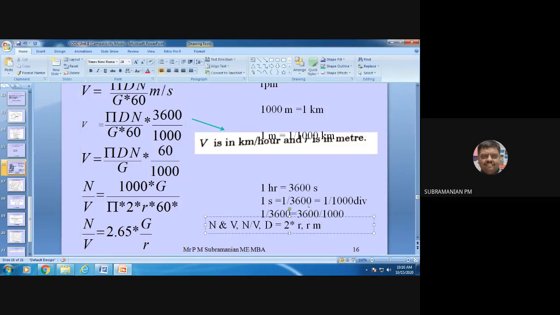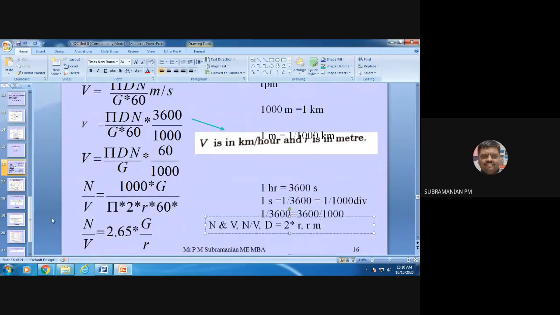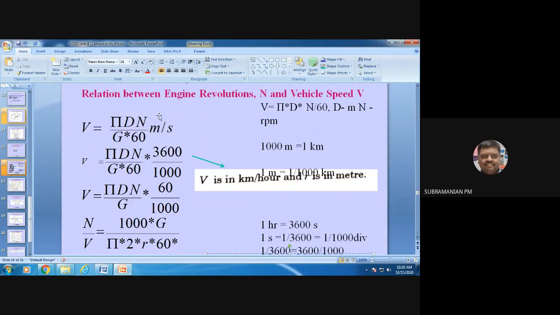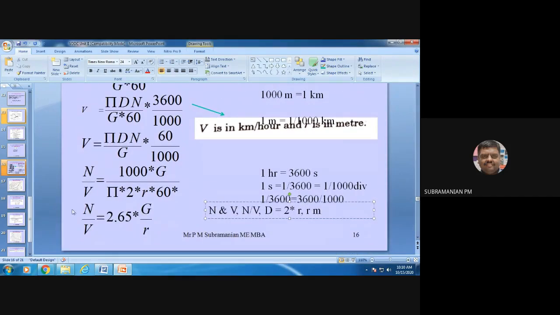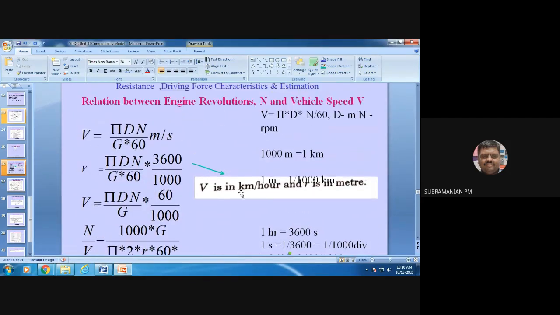There will be two questions. Okay, two more questions, they may ask, write the relation between engine revolution and vehicle speed. If it is asked like that, just you write this N by V is equal to 2.65 into G by R. Otherwise, for 4 marks, they may ask you to derive a relation between engine revolution and vehicle speed. So what will happen? N by V is equal to, you have to derive starting from here. Okay, this one and all no need to write.